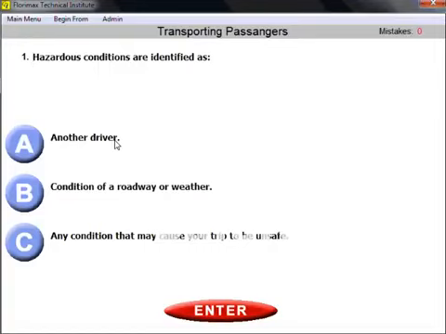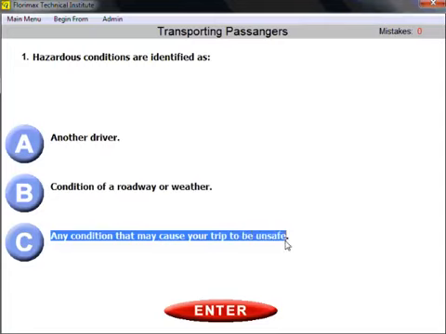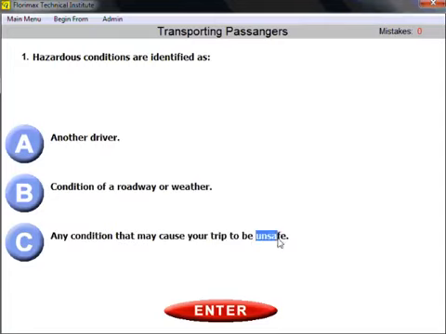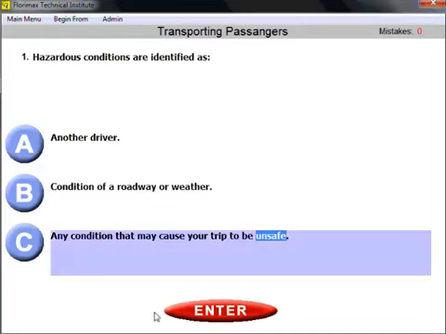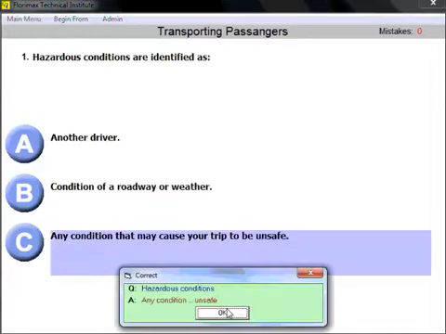Transporting passengers. Question number 1. Hazardous conditions are identified as any condition that may cause your trip to be unsafe. The clue for us, guys, is unsafe. Usually we are looking for the word safety. Well, this is the opposite. You should look for something which is unsafe, and that's what hazardous conditions would be. Okay, any conditions that are considered to be unsafe, making your trip unsafe.